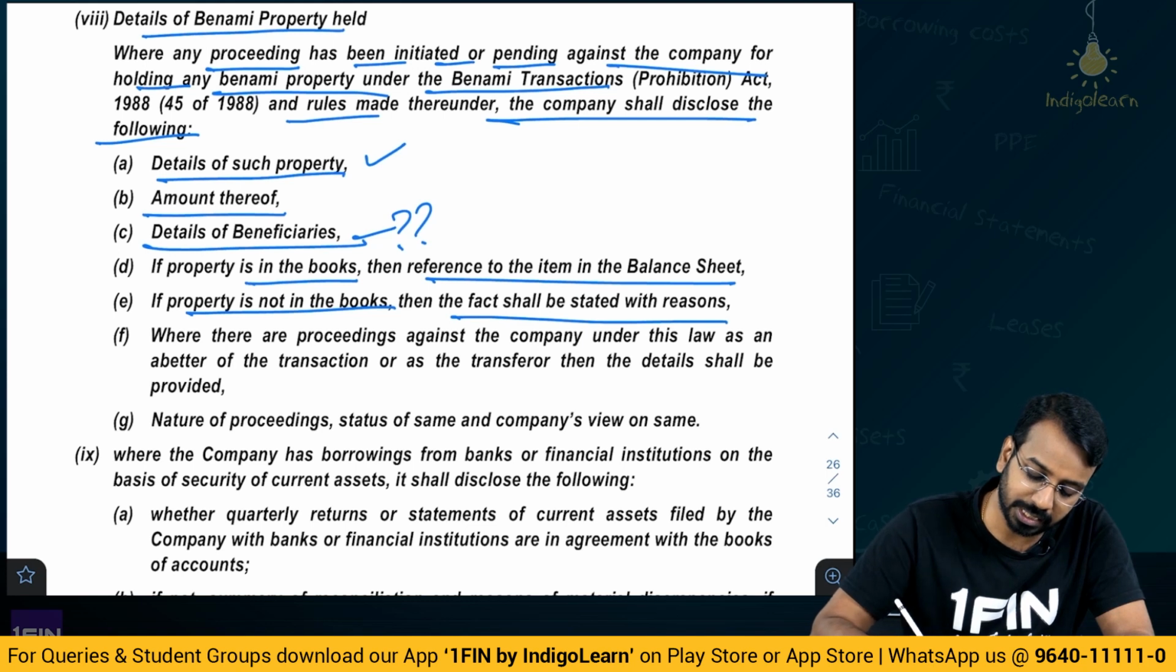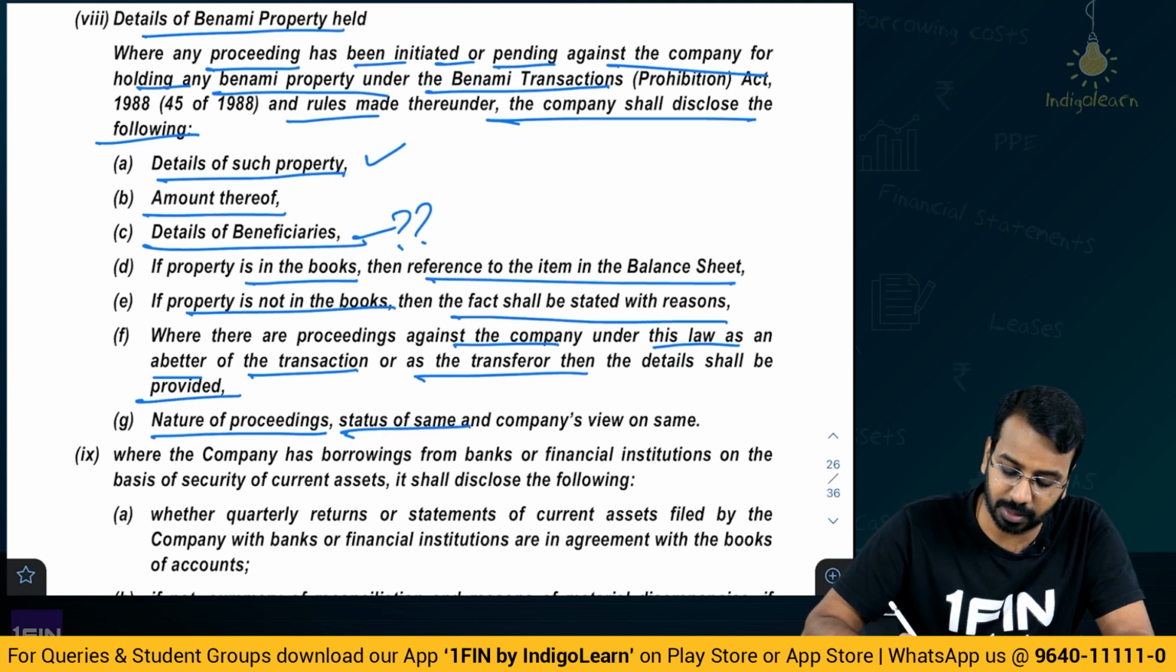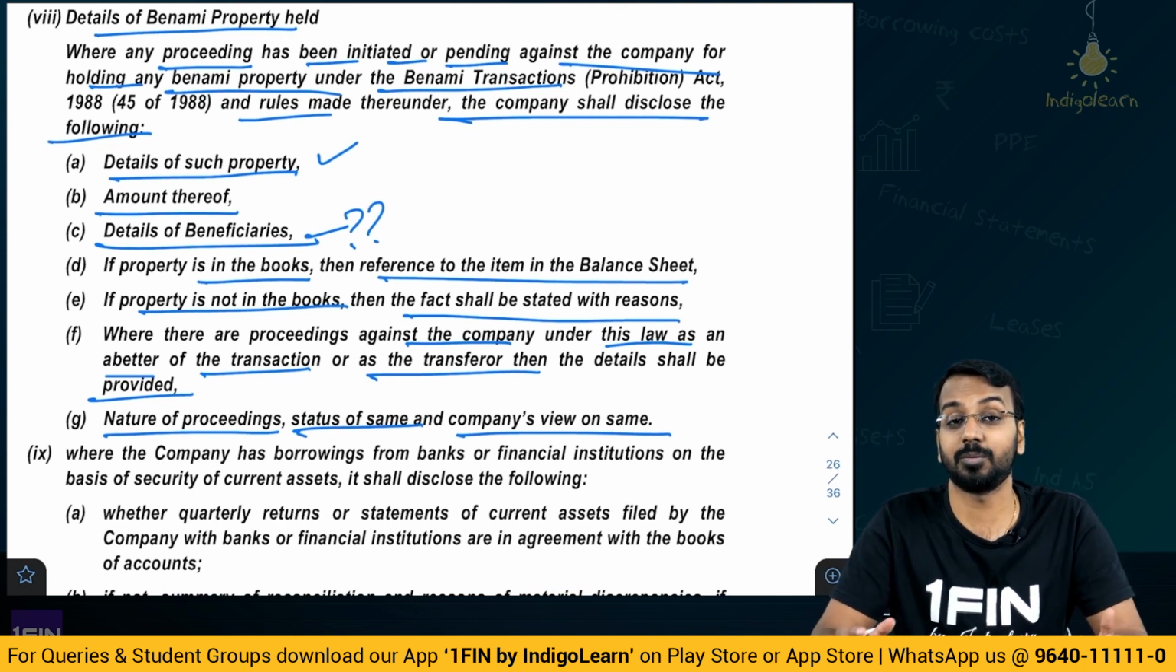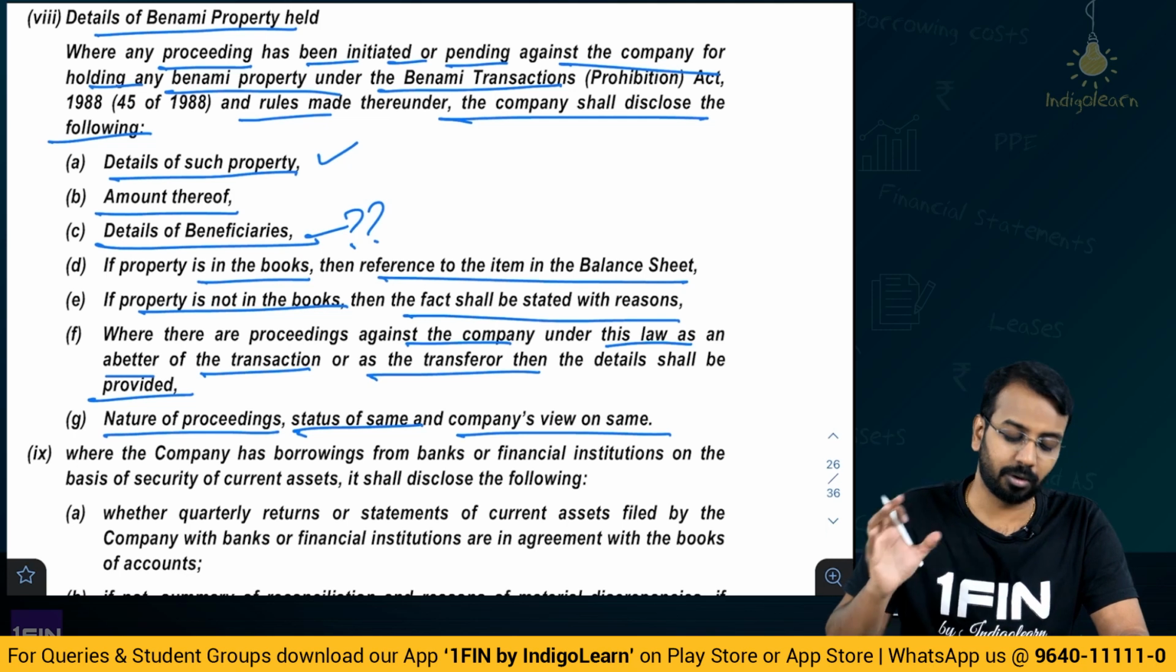Where there are proceedings against the company under this law as an abettor of the transaction or as a transferor, then details shall be provided. Nature of proceedings, status of the same and the company's view on the same. So basically, if there is a case against the company or a proceeding where the authorities are saying that the company is holding Benami property, you have to provide all these details.